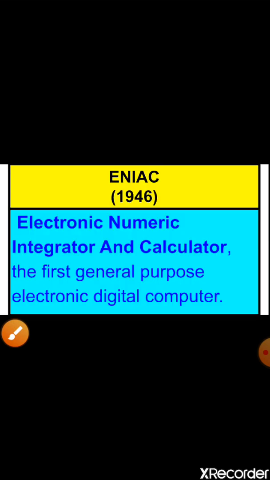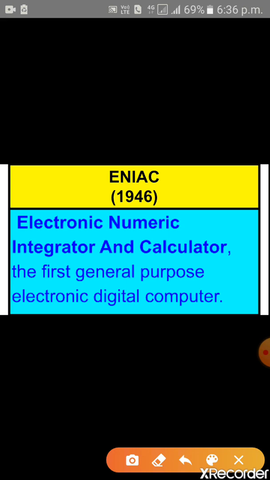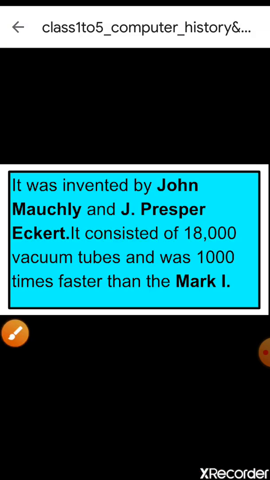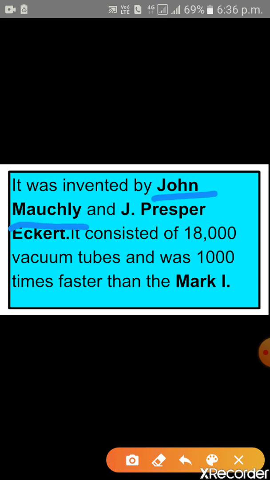Next is ENIAC. The full form of ENIAC is Electronic Numerical Integrator and Calculator. Children, it is the first general purpose electronic digital computer. It was invented by John Mauchly and J. Presper Eckert. It consists of 18,000 vacuum tubes and was 1,000 times faster than the Mark I.